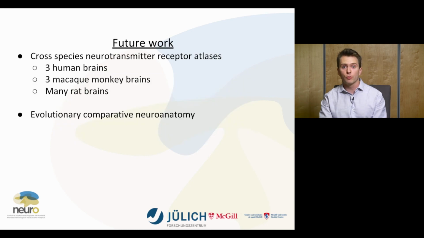And so the future work that I hope to continue doing with this is not only reconstruct one brain, but all three of our human brains. There are also 3 macaque monkey brains, which will be very interesting, and many rat brains that can be reconstructed. So again, these are all neurotransmitter receptor slices that need to be reconstructed into 3D. What this will afford us the opportunity to do is evolutionary comparative neuroanatomy in fully 3-dimensional space. So that's very cool.